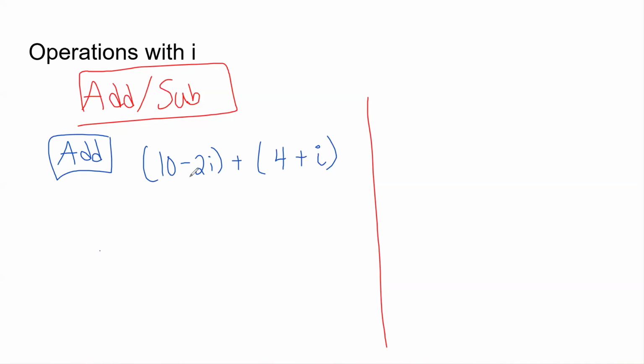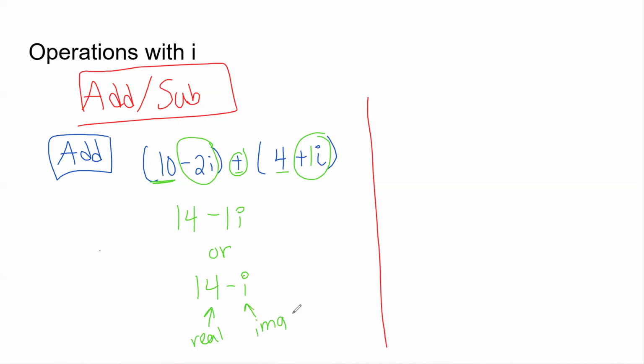You always want to do the whole numbers first. So this is 10 plus 4, so that's 14. And then this is negative 2 plus 1. So negative 2i plus 1i would be negative 1i, or you could take off the 1, right? It's implied. 14 minus i. And you always want to do the real number and then the imaginary. That is just kind of standard form. I don't really know why that is. It just is.